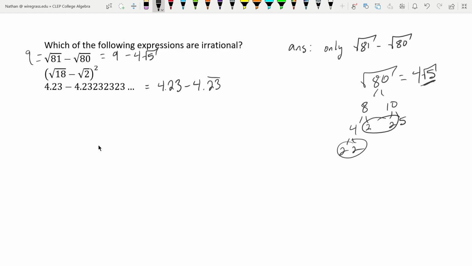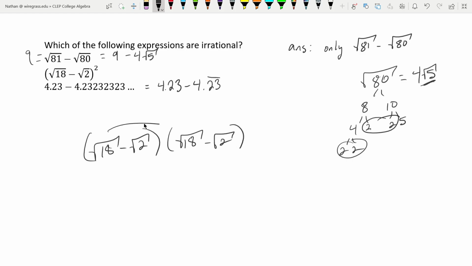Now the next one, we have the square root of 18 minus the square root of 2, and that being squared is the same thing as multiplying by itself. So I'm going to go ahead and distribute this. From the first two, I get the square root of 18 times 18. Well, that's just the same thing as the square root of 18 squared. That's just going to be 18.